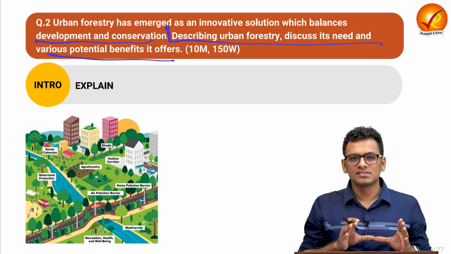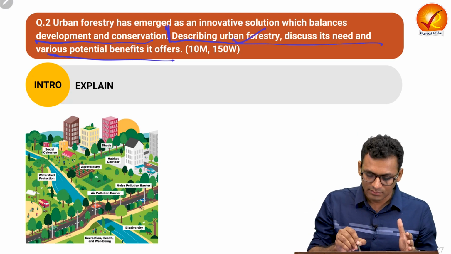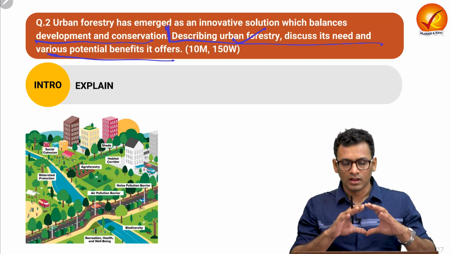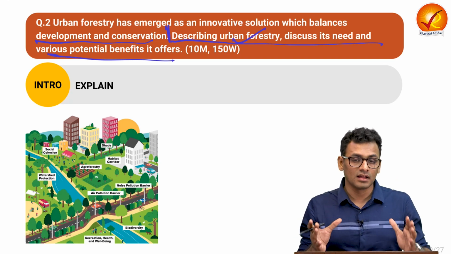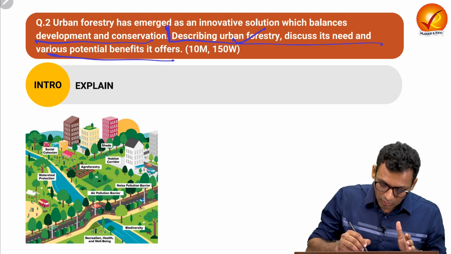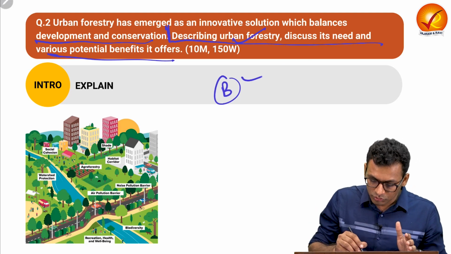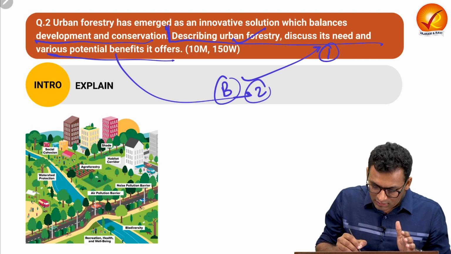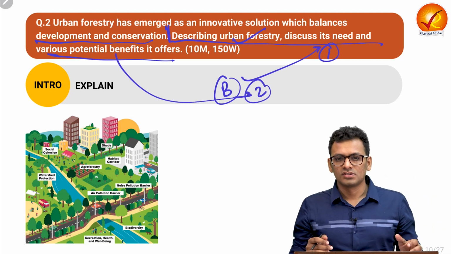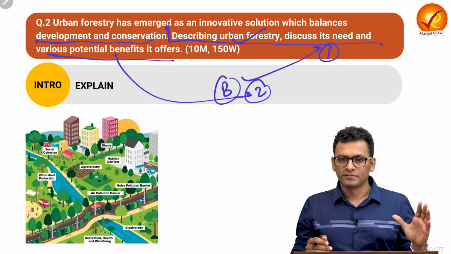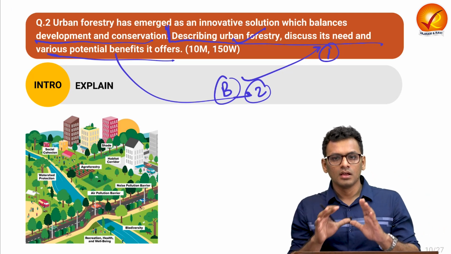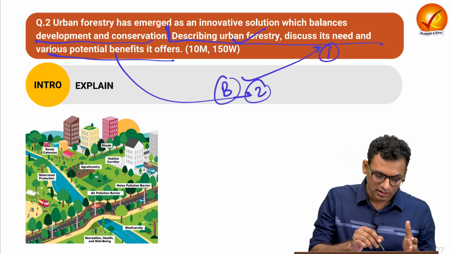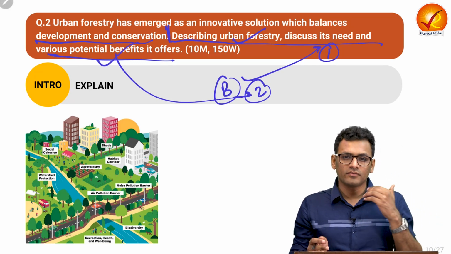So if you structure this answer in the introduction, you can describe urban forestry. You can cite certain examples as well to ensure that you have a very explicit idea of what exactly urban forestry refers to. In the body, you have to talk about firstly its need and secondly various potential benefits. So you will write around 4 to 5 points why exactly we need urban forestry, and then in the second heading of the body you will talk about what kind of benefits we derive from urban forestry.